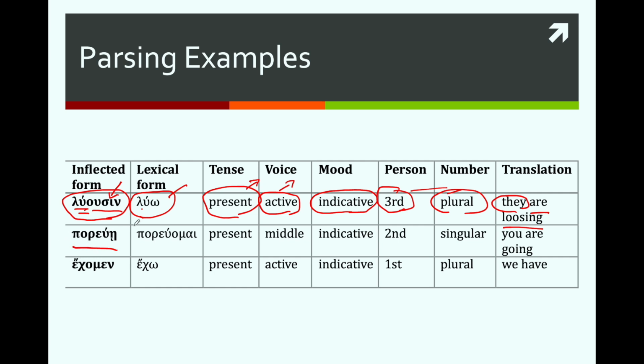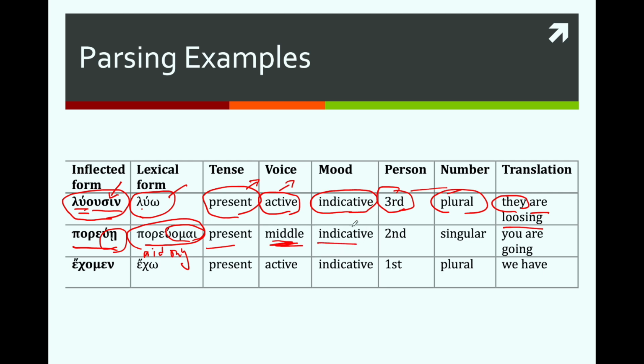Poreuei. Okay? Poreuei. And its lexical form is poreuomai. So right away you know that this is a middle only. It's a middle only. So that should tell you how to translate it. Okay, it's a present. The voice is middle. You're calling it a middle because it got middle voice endings here. Its lexical form is middle only.